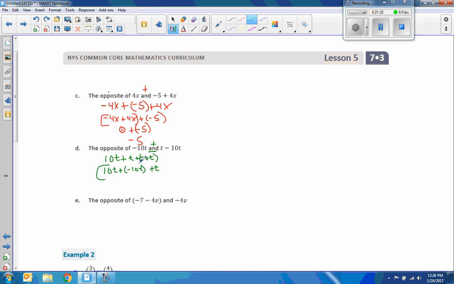So now I see that I have opposites here. 10t plus a negative 10t is 0. There's my identity. Plus t is going to give me t.